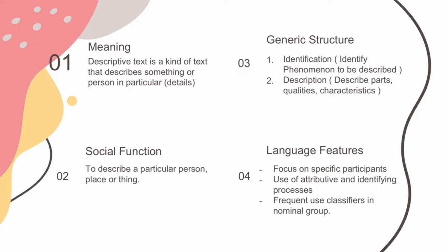And then for the fourth, the last point is language features. You can see, for the first, focus on specific participant, and then use of attributive and identifying processes. And the third, frequent use of classifiers in nominal group. I can mention the language features of descriptive text.